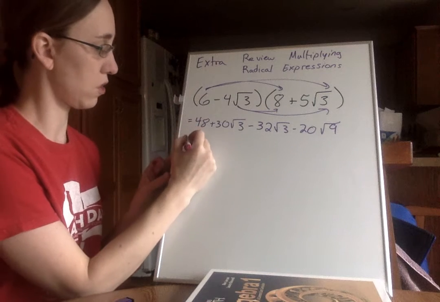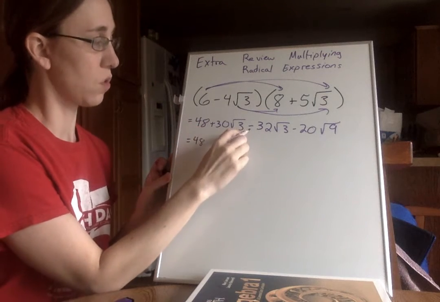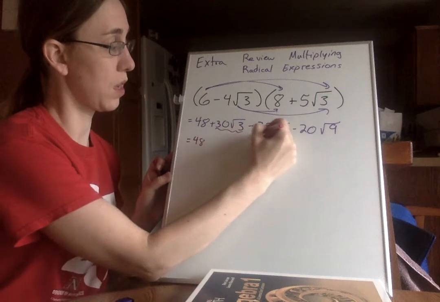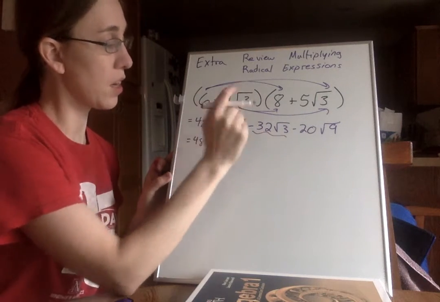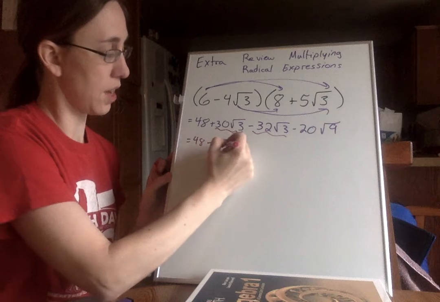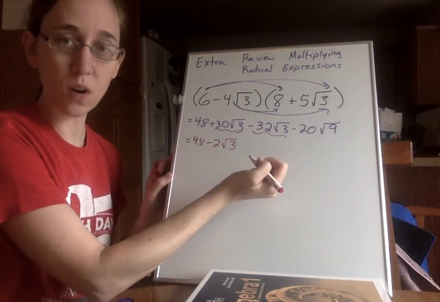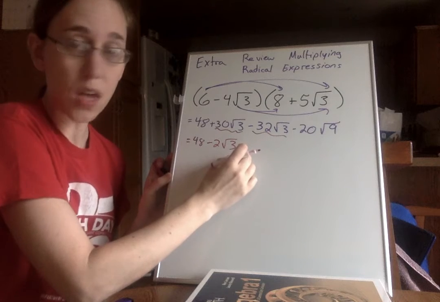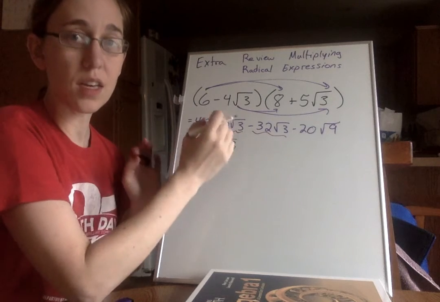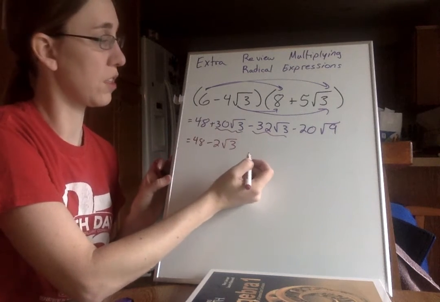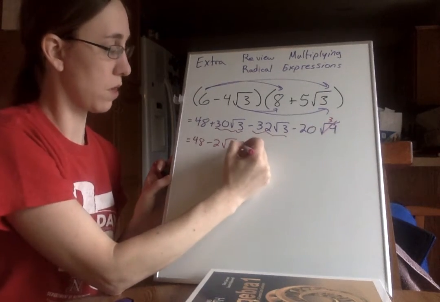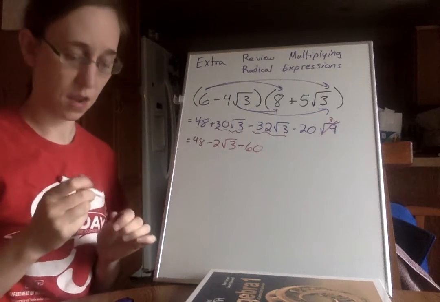Well, 48 is just 48. Square root 3 and square root 3, we have those in two places. Those are like terms. We can combine them. 30 minus 32 is negative 2, and we keep that square root of 3. Remember, when we're adding and subtracting, that root is acting kind of like an x. It doesn't change. It stays there. It's the coefficient that changes. Here, square root of 9 is just 3. Well, 20 times 3, that's going to be negative 60.